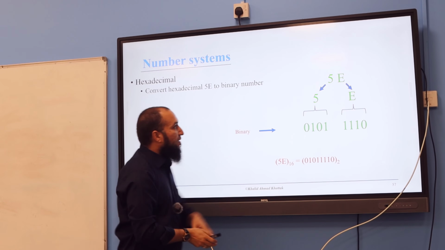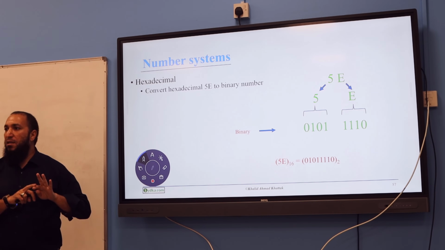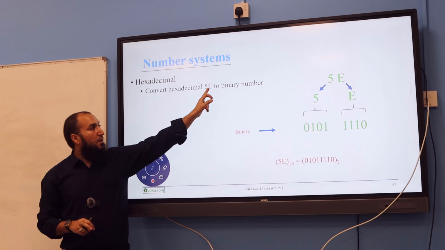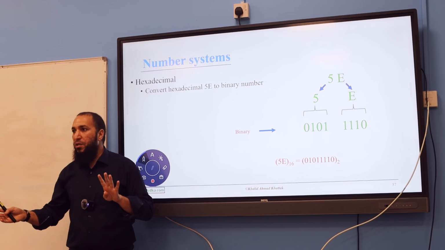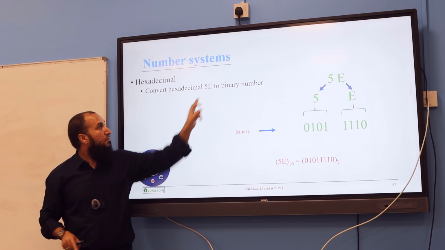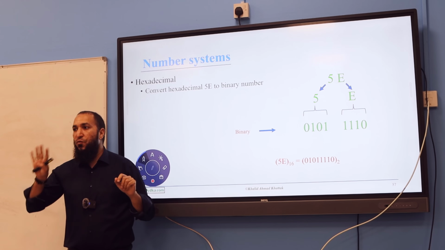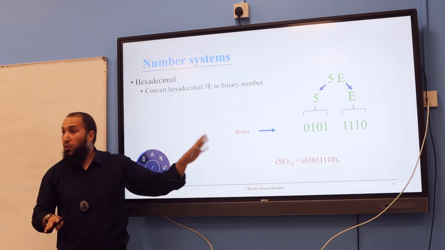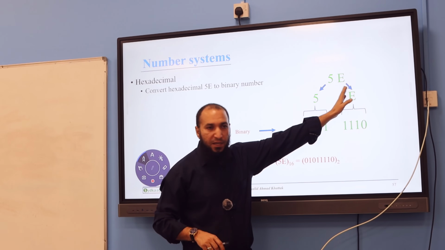So what we did here is, you need to remember one rule about this one. Every single hexadecimal number or character is always equal to 4 bits in binary. Remember the rule. Every single character or number in hexadecimal is always equal to 4 bits in binary. So I'm going to explain how. We have 5 and E, a number and a character.